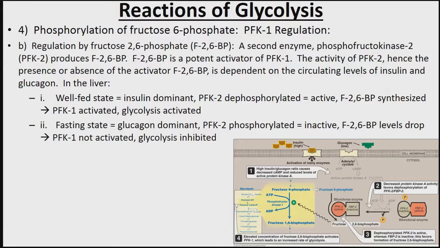Okay? Now, I realize this is complicated. You're going to have to spend a little bit of time, and in this whole PowerPoint, this is probably where you're going to have to spend the most time, but it's not that complicated, and I'm sure you can get it. Okay? So just focus in on those two, that activator molecule. And one of the things as you're going through this, you might wonder, why in the heck is it so complicated? Why did your body develop such a complicated system? Why not just have insulin and glucagon directly activate or deactivate PFK1? That would make more sense, right?